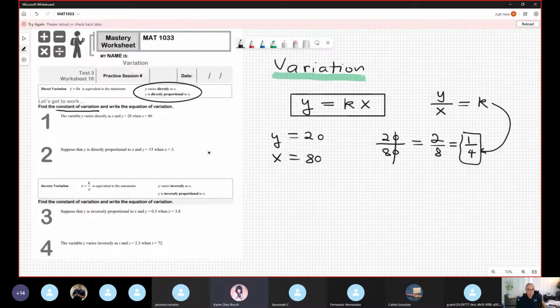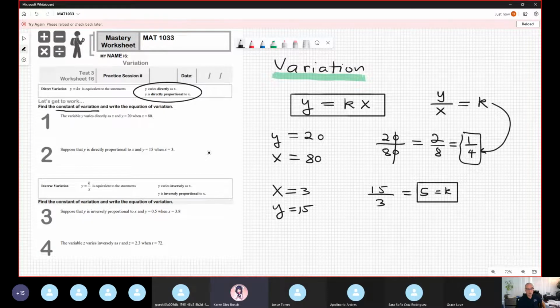Now number 2 is similar. x is 3 and y is 15. So you divide y divided by x: 15 divided by 3 is 5. 5 is the constant of variation. Not bad.